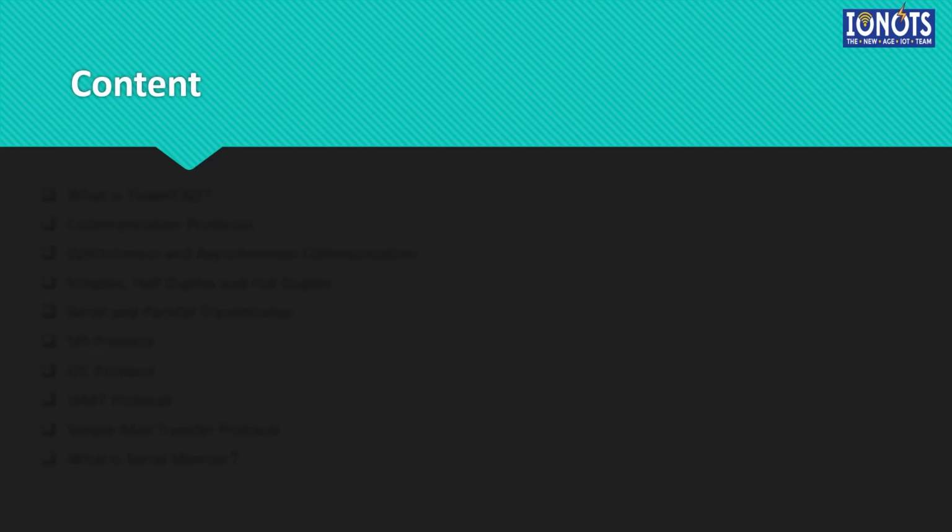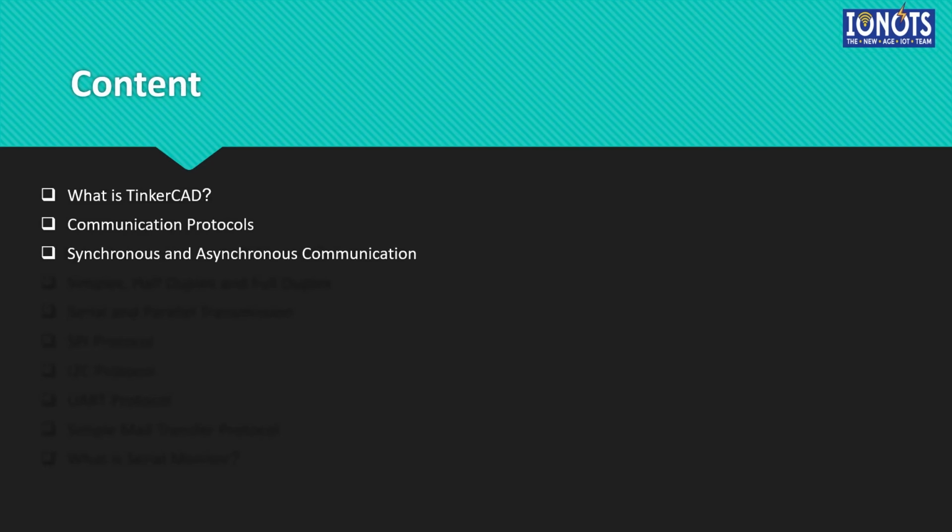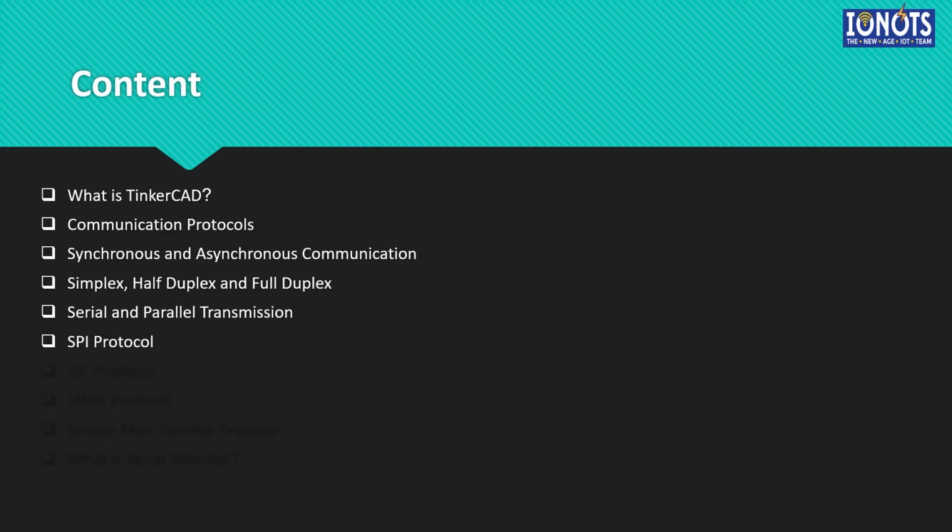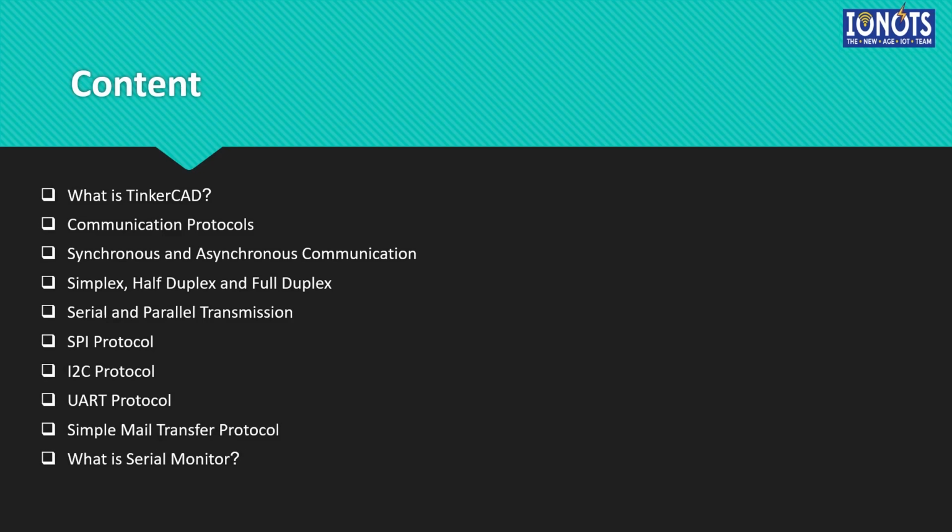So just following the same trend, let's look at the content. Number one, what is Tinkercad? Number two, what are communication protocols? Number three, what are synchronous and asynchronous communication? Simplex, half duplex, and full duplex communication. Serial and parallel transmission of data. SPI protocol, I2C protocol, UART protocol, simple mail transfer protocol. And finally, what is a serial monitor?